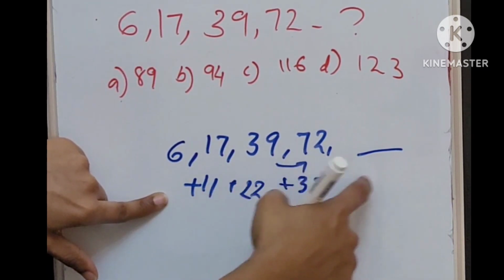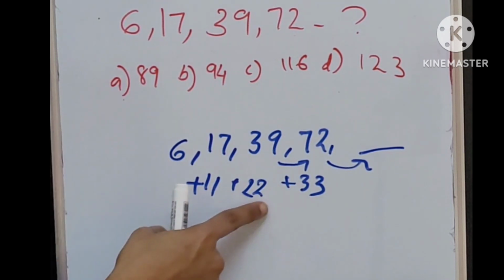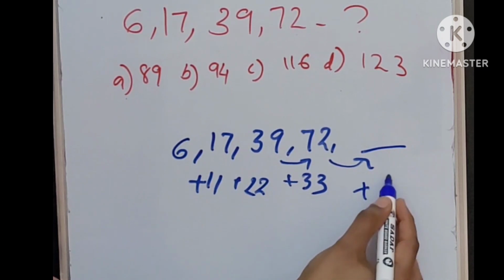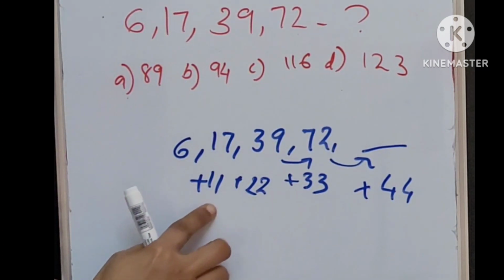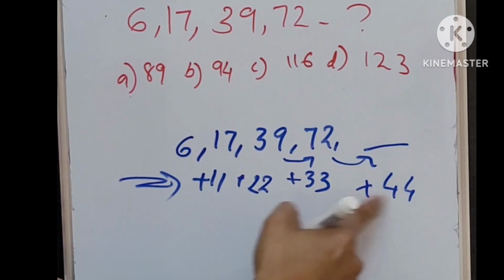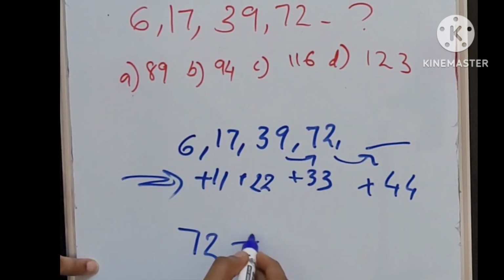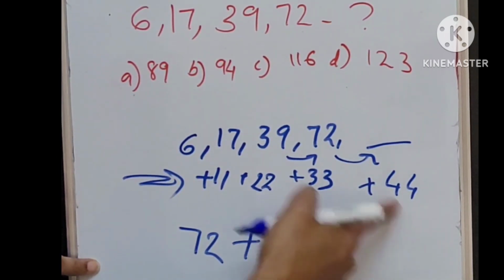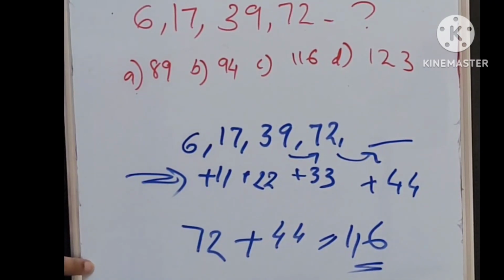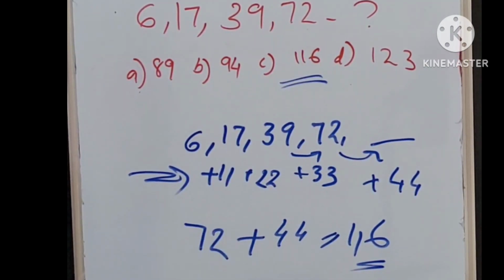And the next difference is 33. Here the pattern is 11, 22, 33, and the next will be 44. So the missing number is found by adding 44 to 72. We get 116. So the answer is option C, 116.